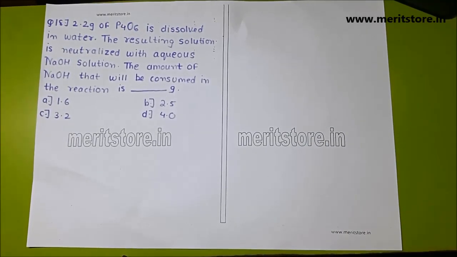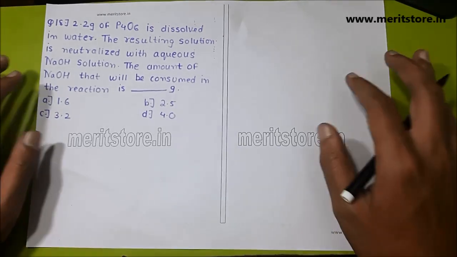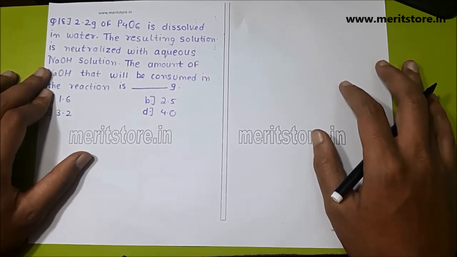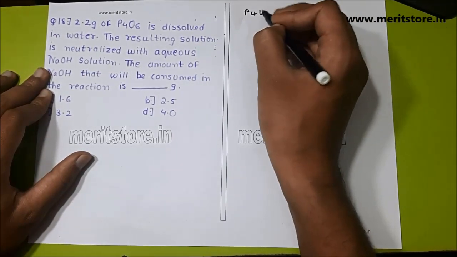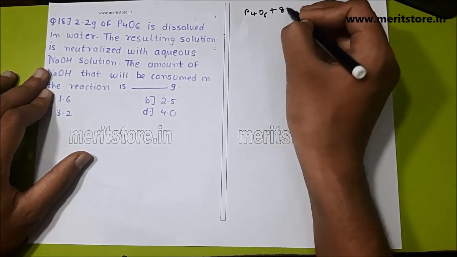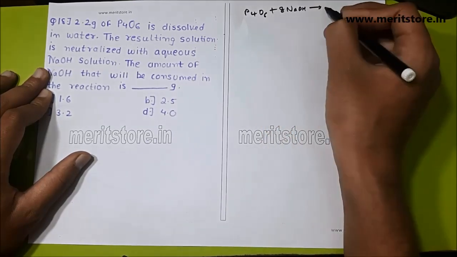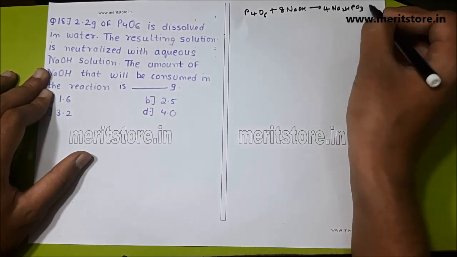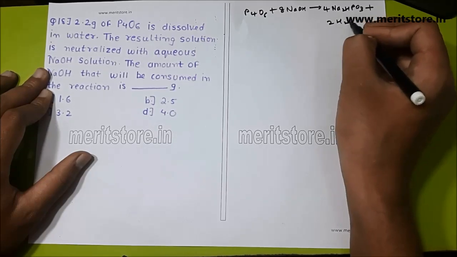Question number 18. 2.2 gram of P4O6 is dissolved in water. The resulting solution is neutralized with aqueous NaOH solution. The amount of NaOH that will be consumed in the reaction is dash grams. A 1.6, B 2.5, C 3.2, D 4.0. The balanced chemical equation for the reaction of P4O6 with NaOH is P4O6 plus 8 moles of NaOH will give 4Na2HPO3 plus 2 moles of water.